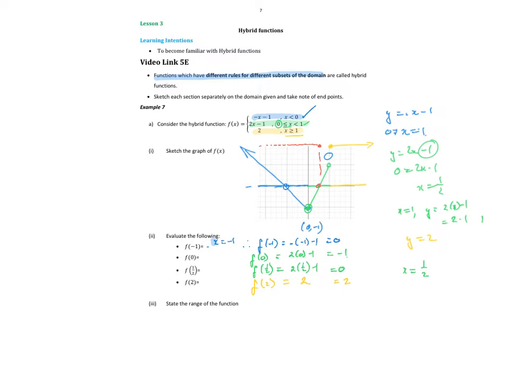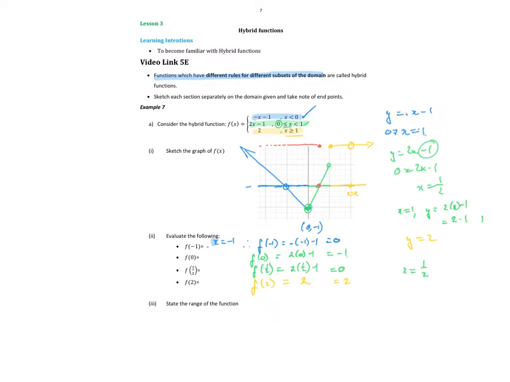So f of 2 in particular, that's 1, that's 2. So that's where x equals 2. And so we're talking about that point there. Okay? So you don't substitute the value into all the rules and get 3 different answers or 4 different answers depending upon how many functions we have. It only ever fits in one place. Okay? And so we substitute it into that.